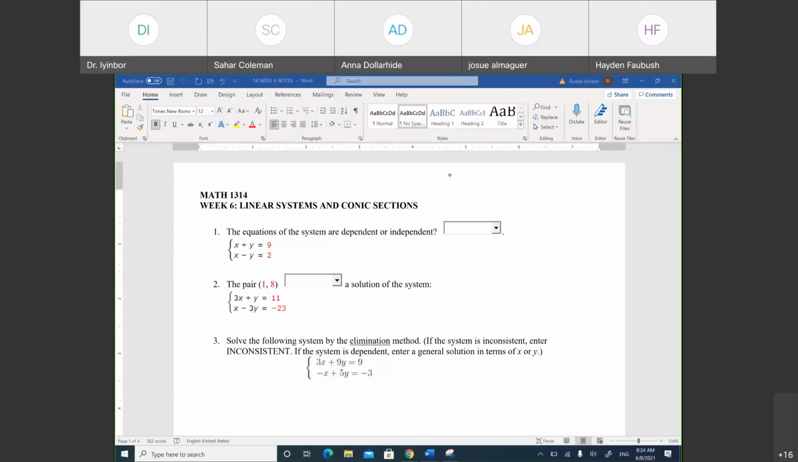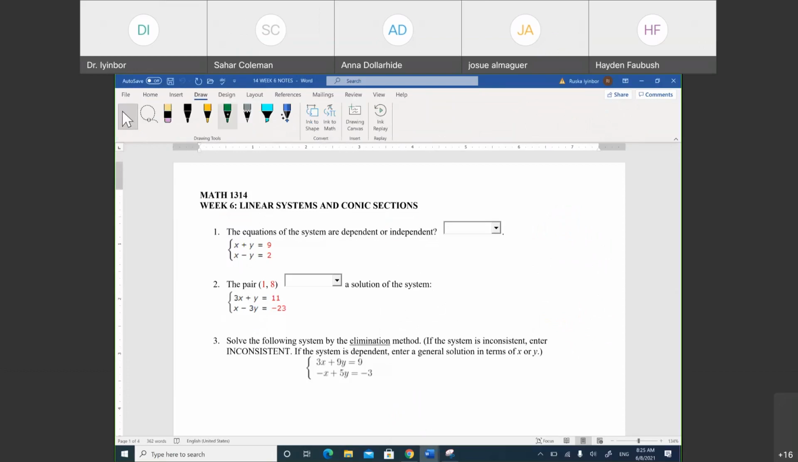Today we're going to go over systems of equations, and also we're going to talk about conic sections. Okay. First, we're going to talk about systems of linear equations. So what is that? You have linear equations, and we talked about linear equations in week 1.